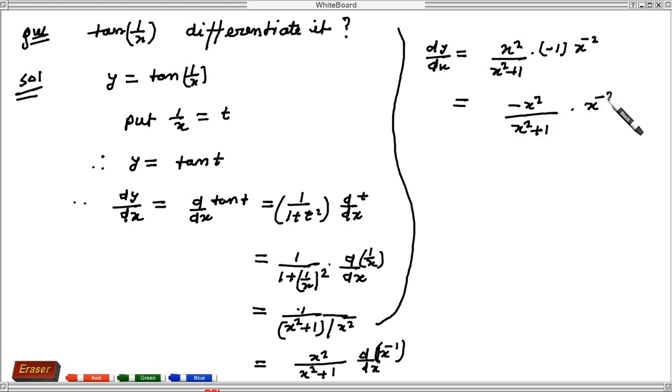So this x square and this x power minus 2 will add, and that will be 0. So x power 0 will be 1. So there will be minus 1. Minus 2 plus 2 will add, so this will be 0, x power 0, which is 1. So minus 1 by x square plus 1. That is the answer.